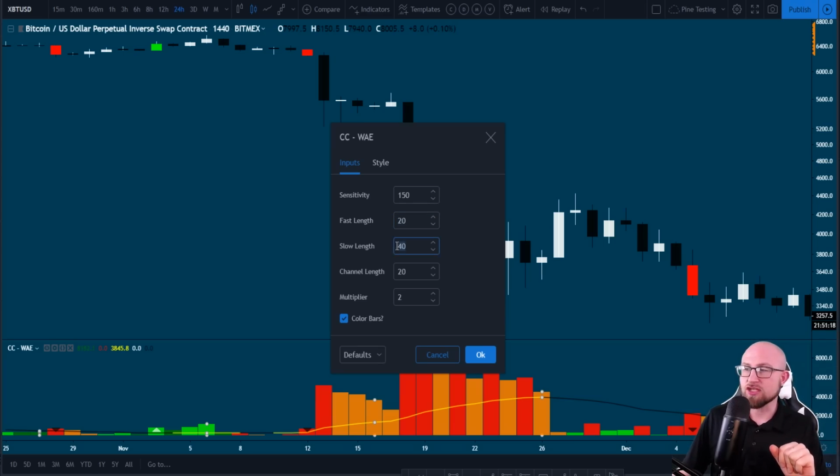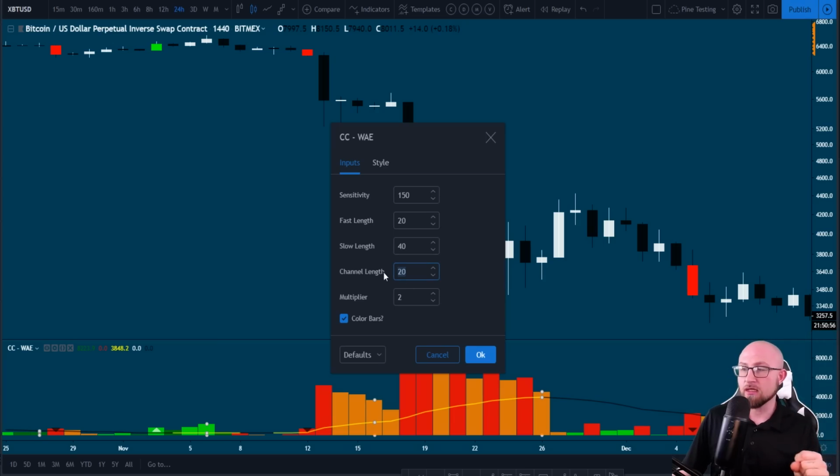The fast length and the slow length are going to correspond to the MACD calculations. As you can see, this does not use the default 12, 26. This actually uses the 20, 40, and this comes from the original programmer of the indicator. Now, I find that these levels work very well, but again, taking some time and care and trying to adjust this to the time frame that you're trading on and the asset that you're trading on will likely yield better results.